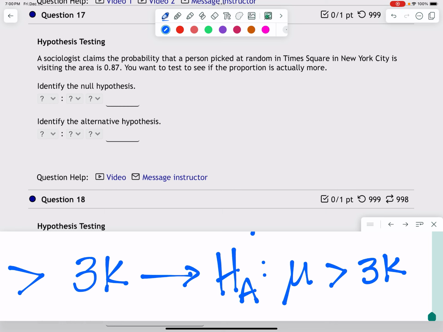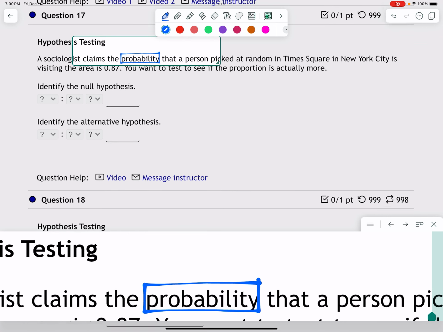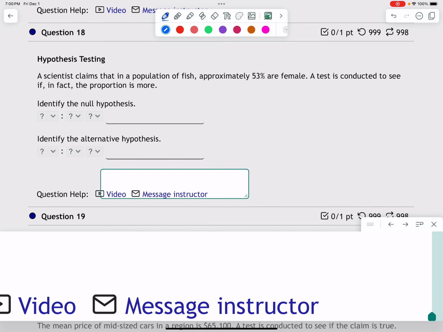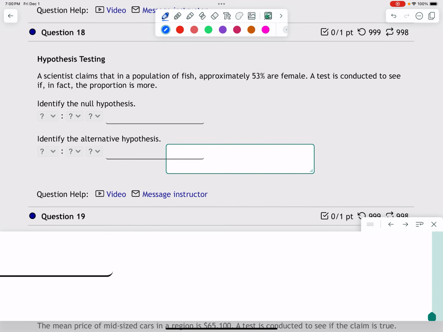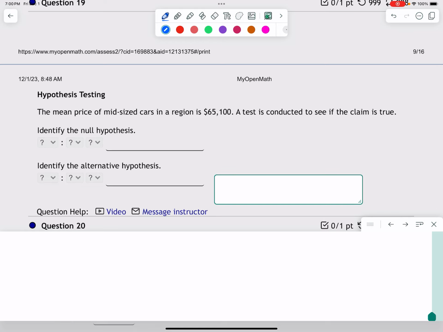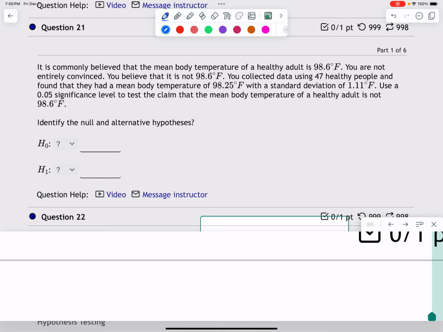Same idea. The only difference I see is that here we see probability. So that means you're going to use P when you're writing your statements, your claims. Question 18, I see a proportion again, so that means you're going to be doing similar things. Same thing on 19, same thing on 20.